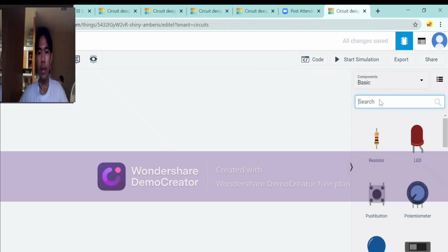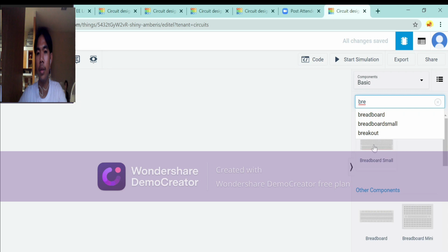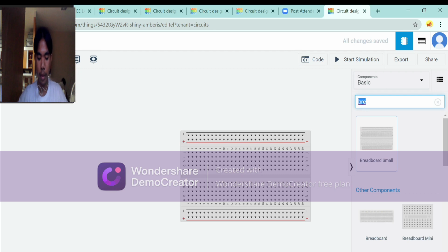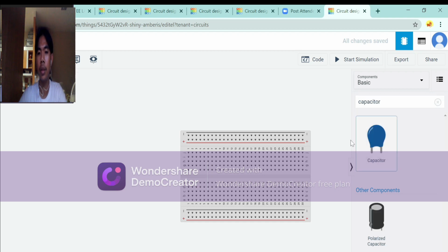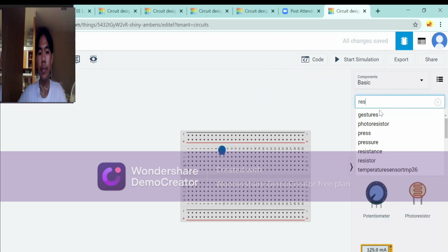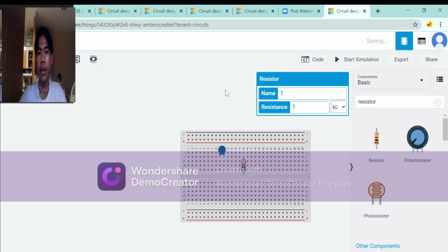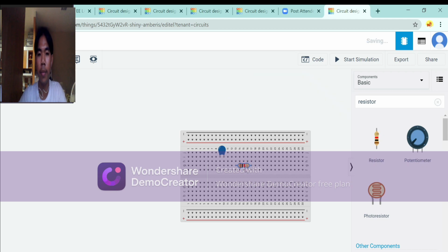And for part 1, we need a breadboard. And we need one capacitor and resistor, and we need to rotate this to the position, connecting in series with the capacitor and resistor connecting in series, and we need the power generator.